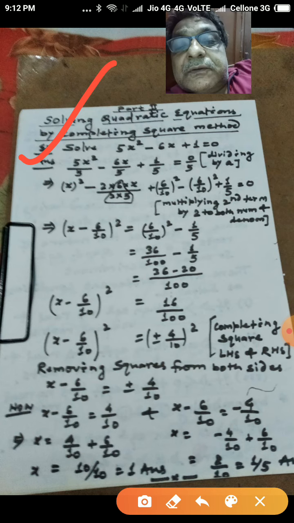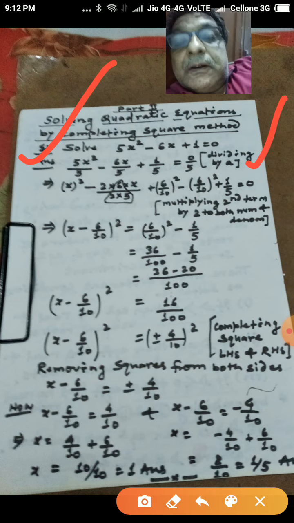So student, in this method, first of all what we will do, the coefficient of x square, that is a, by this a we will divide each term. Here, since in the place of a there is 5, we will divide each term by 5. Now you see this step, dividing each term of LHS and RHS by 5.